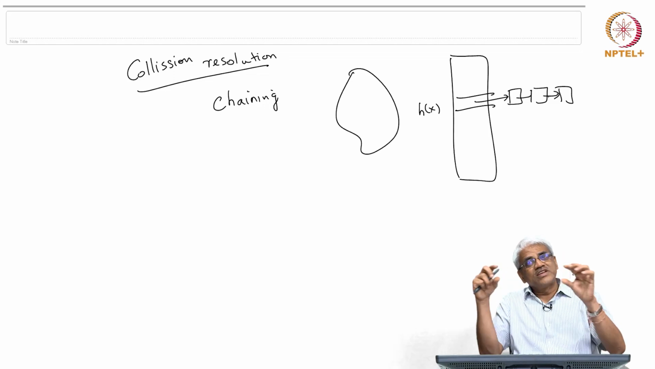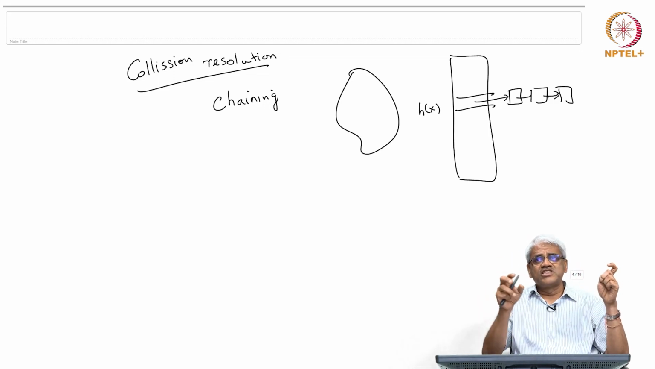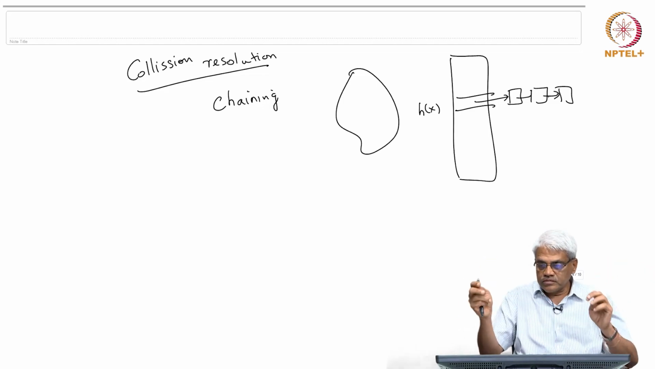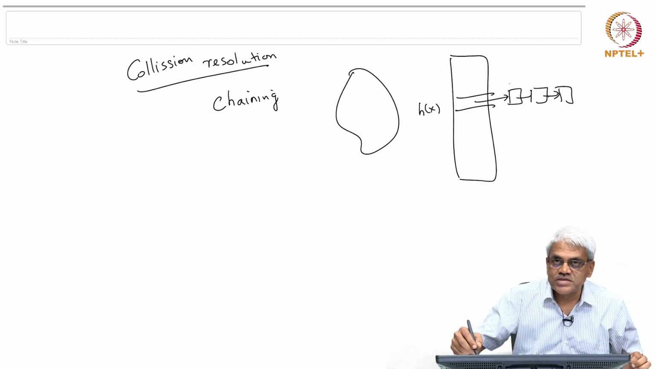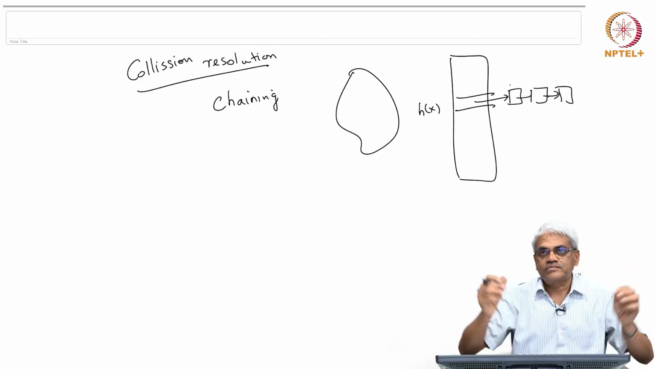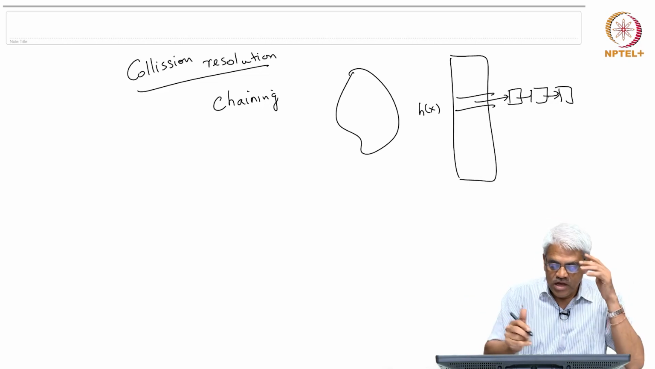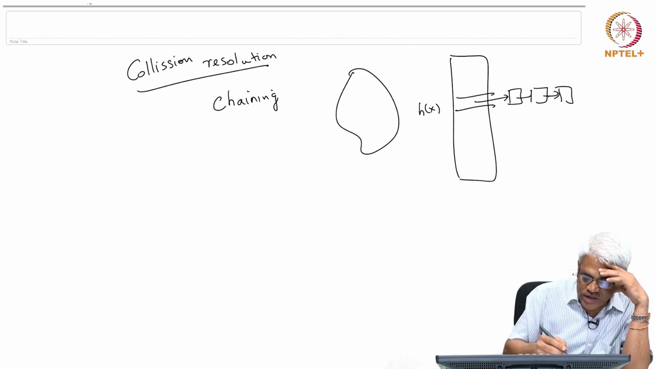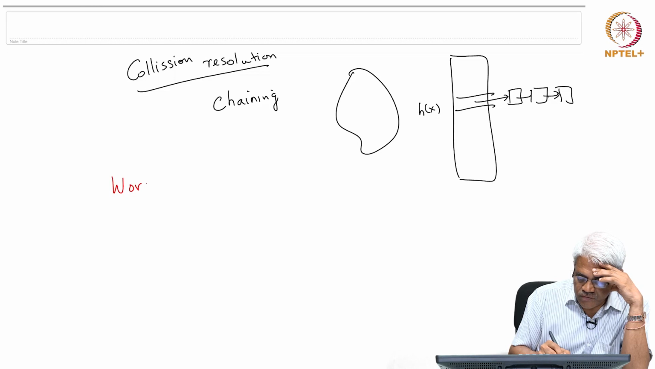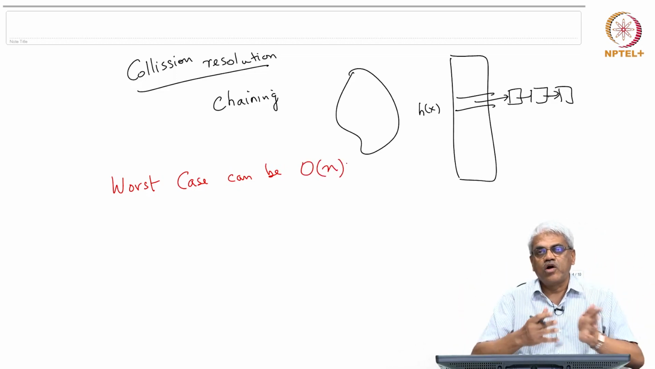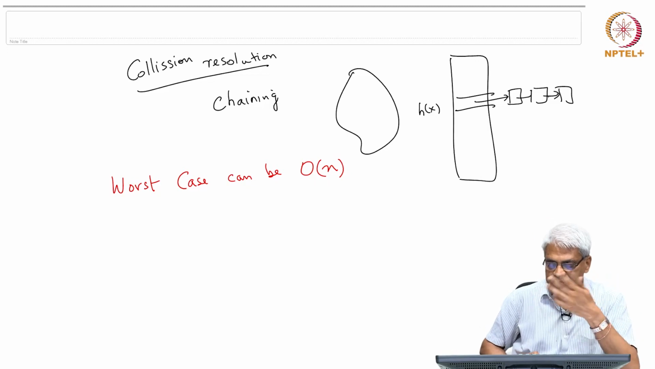You can maybe keep it in a sorted array, then you have a problem of insertion, which may require you to move things and so on. Or you will keep it in a balanced binary search tree. Well, why are we even doing it? Then we might as well do balanced binary search trees, right? So what I want to quickly say is that worst case can be order n for all these operations, for search or insert or delete, because they may all get mapped to the same location.